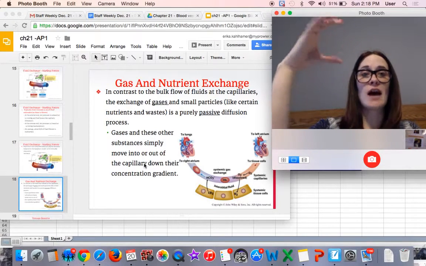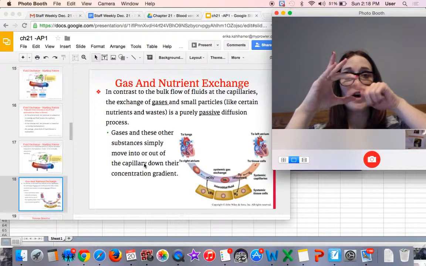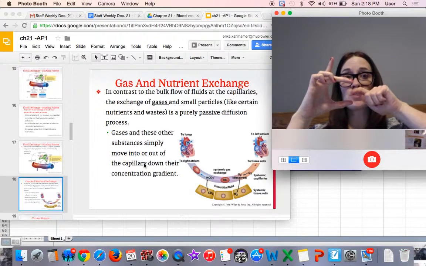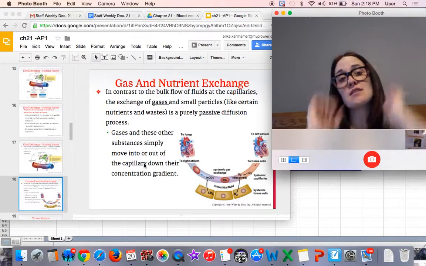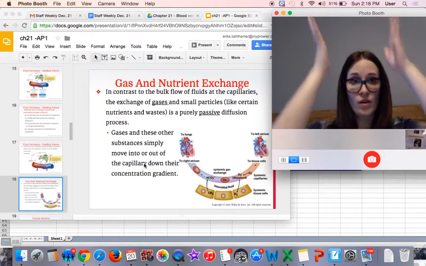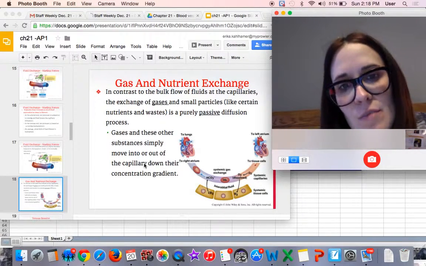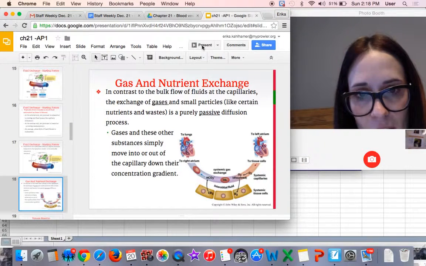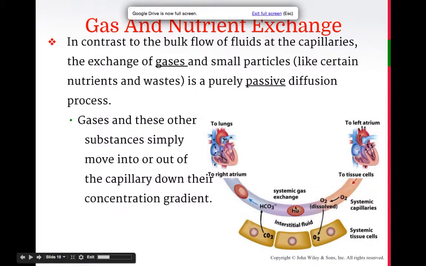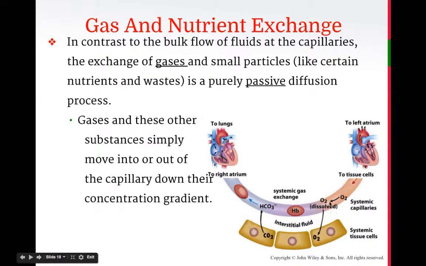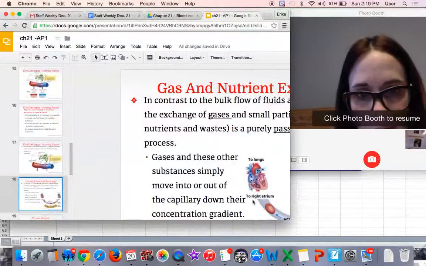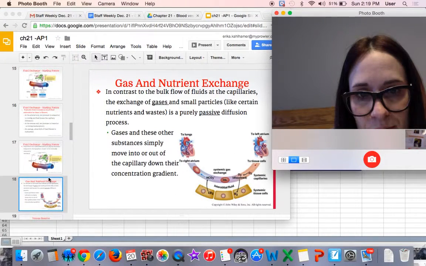So if there's a higher amount of oxygen inside of the blood, compared to the outside, oxygen will move from the blood vessels into the tissues, from high to low, or down the gradient. It's simple diffusion. This is another good image here showing that. Here's the systemic capillaries, dissolved oxygen. Oxygen is going to go from the blood to the tissues. And then after that, the tissues build up waste, and then it goes back into the blood, high to low. Passive diffusion.